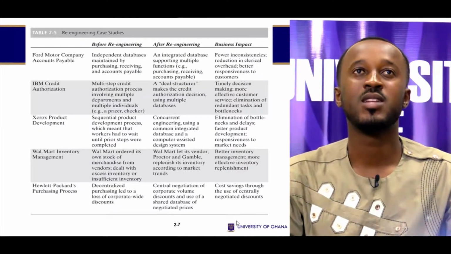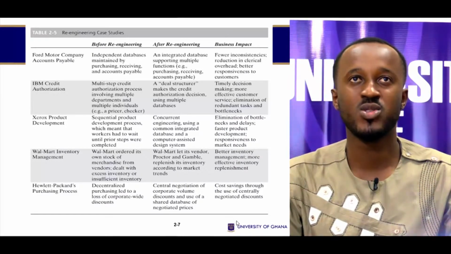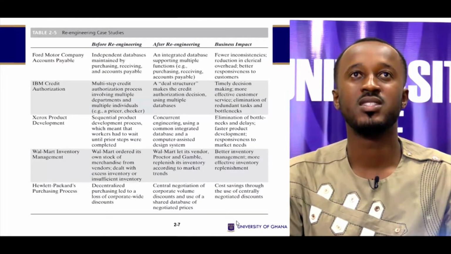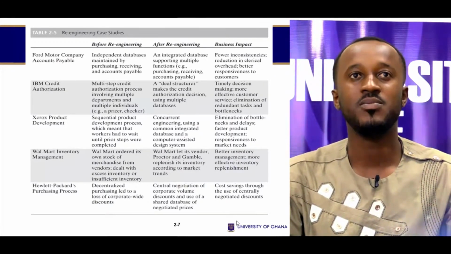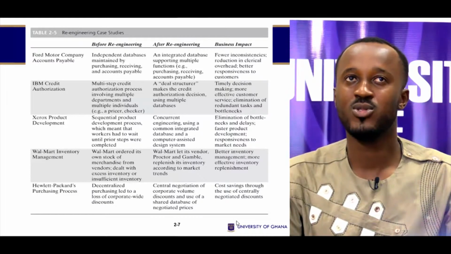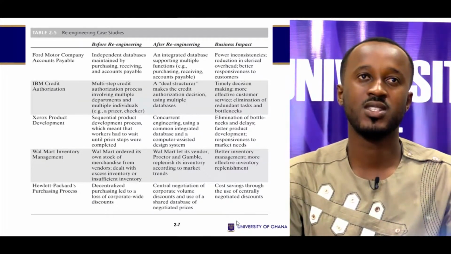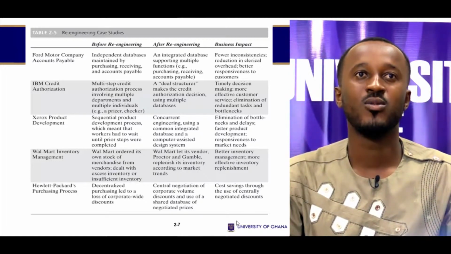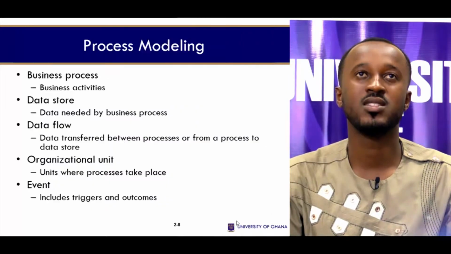Now, there are quite a number of case studies of companies that have undergone re-engineering. This table shows these companies before re-engineering, after re-engineering, and the business impact that they had. So you see examples with regards to Ford, IBM credit authorization, Xerox, Walmart inventory, HP purchasing processing, amongst others.